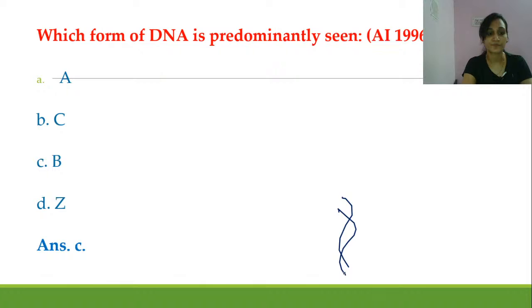Now what is Chargaff's rule? Chargaff's rule, we have seen the amount of purine is equal to amount of pyrimidine. So the answer is A. A plus G is equal to T plus C.